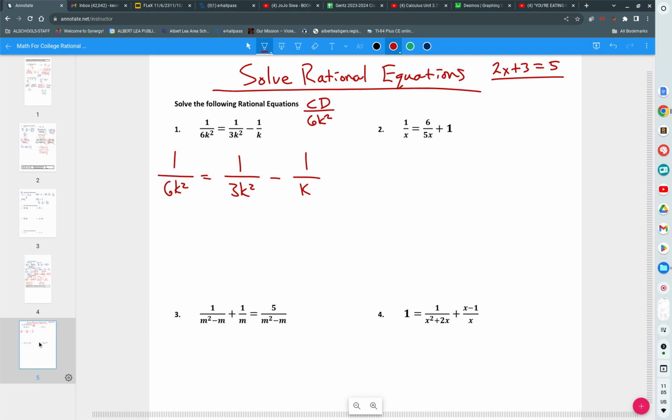But the 1 over 3k squared, what am I going to have to do there? Multiply the top and the bottom by 2. Then it says minus 1 over k. What would I have to multiply k by to make it a 6k squared? 6k. Multiply the top and bottom by 6k.